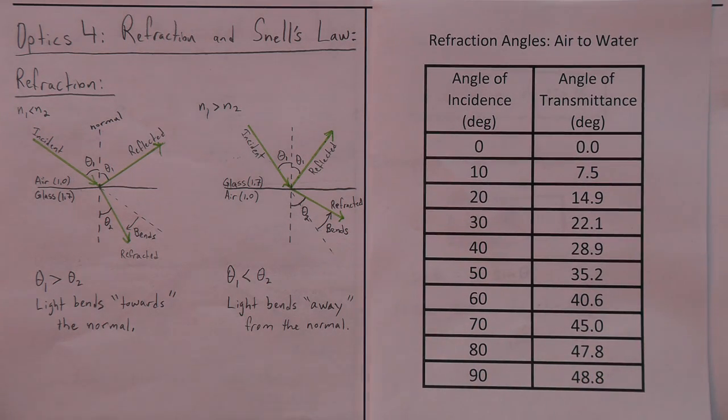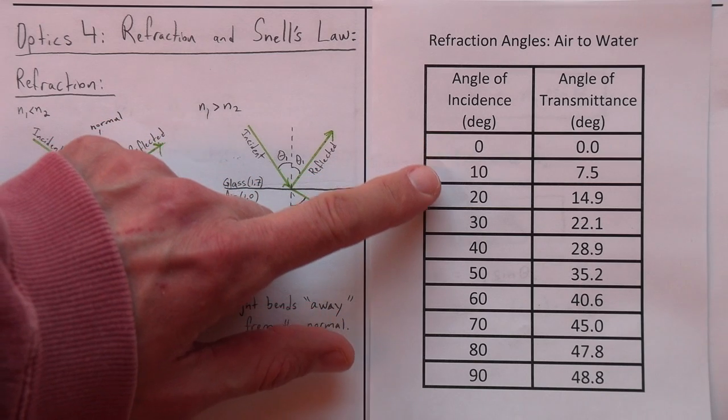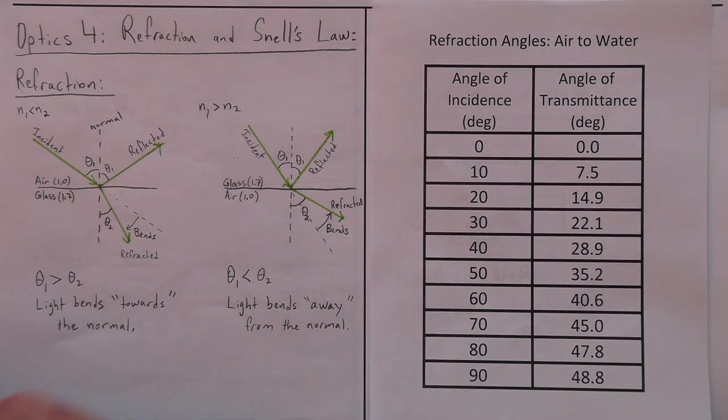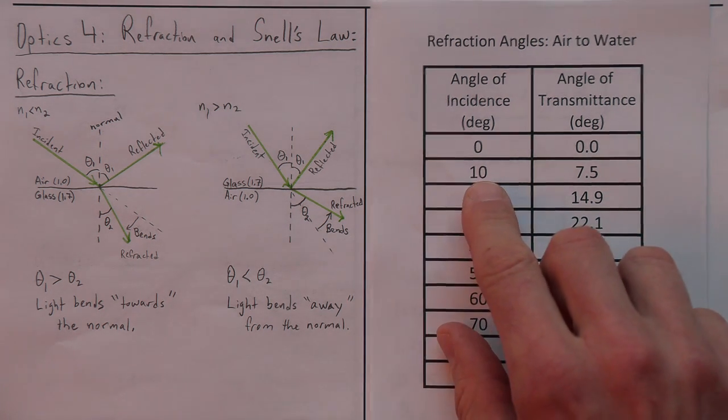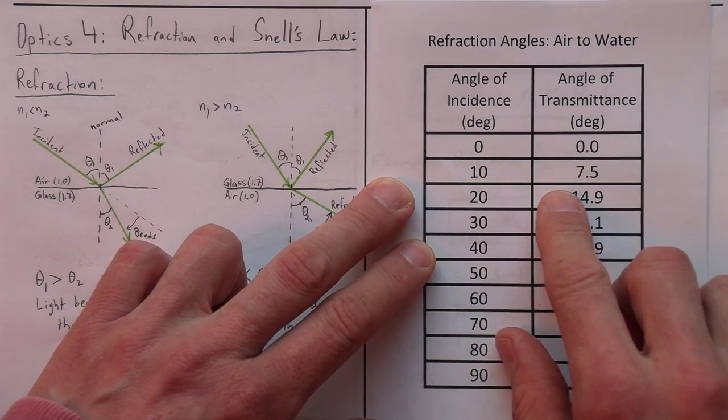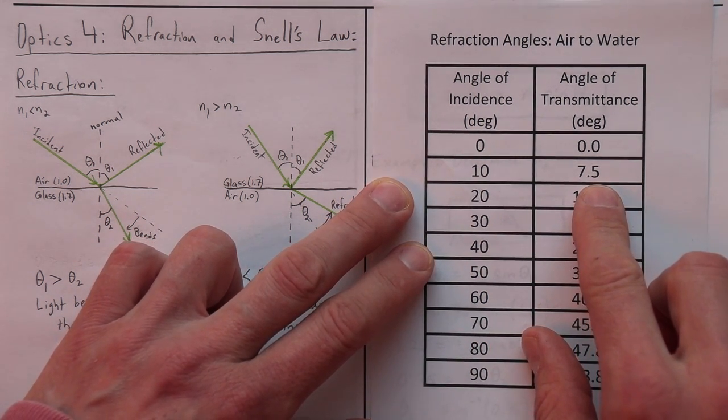What we would have done is we would have made the white light come in at various angles, 0 degrees, 10, 20, 30, 40, up to 90. And we would have measured the angle that it goes in the water. If it comes in at 10 degrees in the air, in the water it'll be less because of Snell's law.